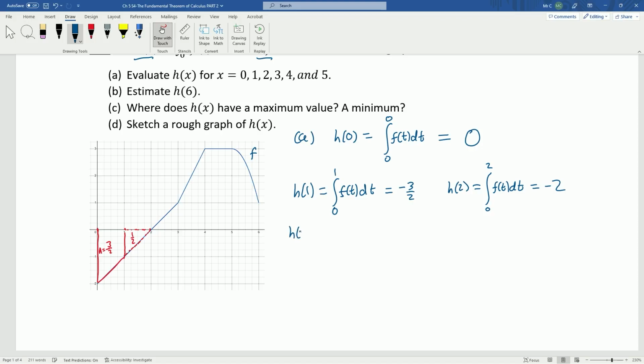Okay, now let's take a look at h of 3. The integral from 0 to 3 of f of t dt. So here, we'll switch colors to green. Here, we've got the area between the curve and the x-axis. It's just 1/2, and this is positive. Now, here's the thing though. So far, we've already accumulated negative 2. And so we're taking that negative 2 and adding a positive 1/2. So this is actually negative 3 halves altogether.